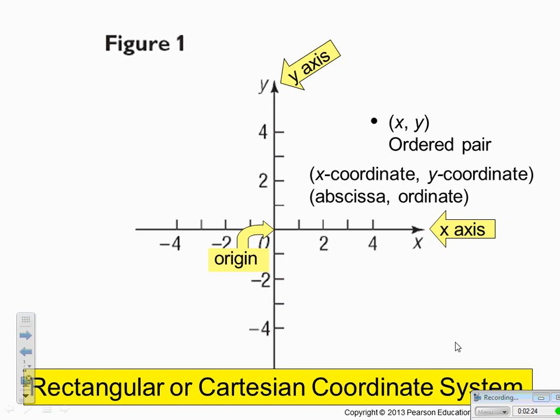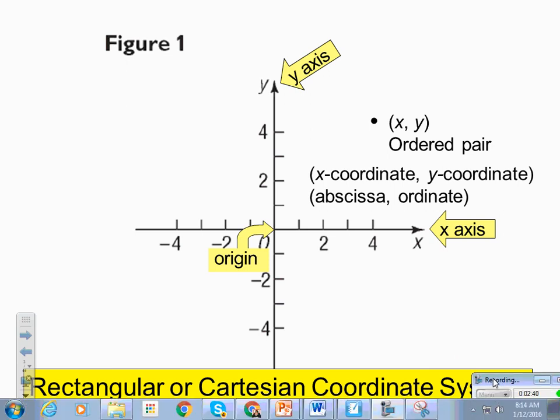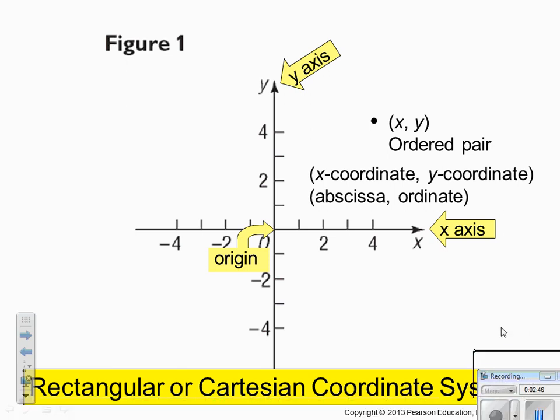The x coordinate is sometimes called an abscissa, and the y coordinate is sometimes called an ordinate. So that was not inherent knowledge that I carried with me, so I would definitely write that in my notes. Just in case you see it on a standardized test, you can say, oh, that sounds right to me.